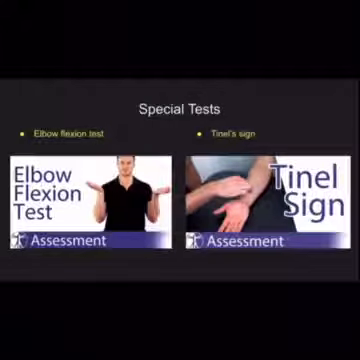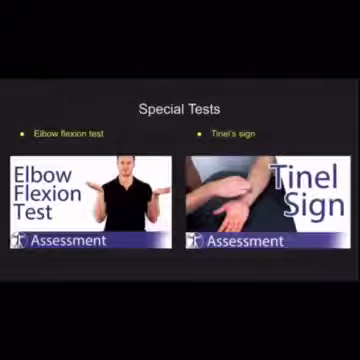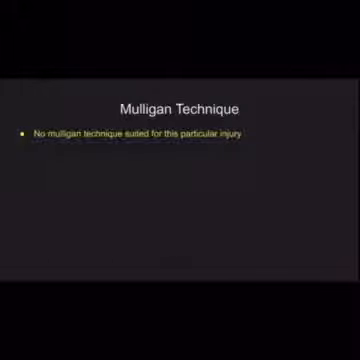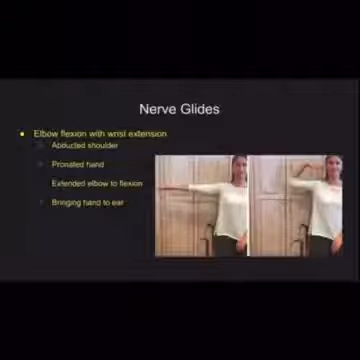The special tests for cubital tunnel syndrome are the elbow flexion test and Tinel's sign. You can go to YouTube and check out PhysioTutor's videos on those two tests. There's no Mulligan technique for this particular injury.